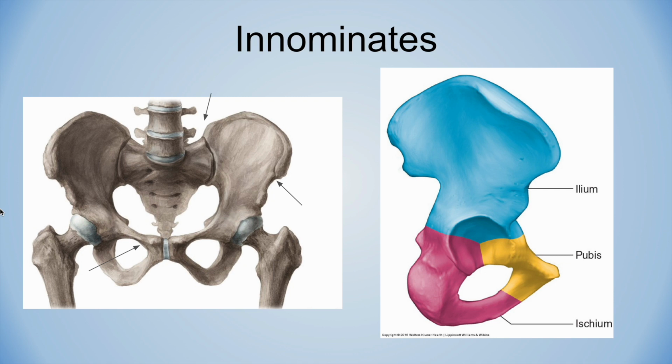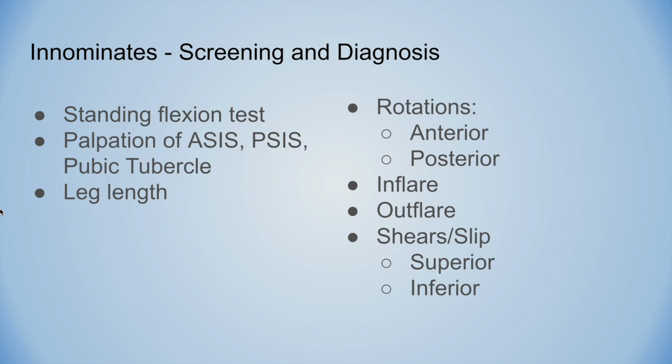The innominates are the bones of the pelvis, and each innominate is formed from an ilium, a pubis, and an ischium that kind of grow together to form a full innominate bone that then articulates with the sacrum posteriorly and the pubic symphysis anteriorly. And to assess the innominates, this is where we use that standing flexion test to assess for which side of dysfunction there might be at the level of the pelvis.